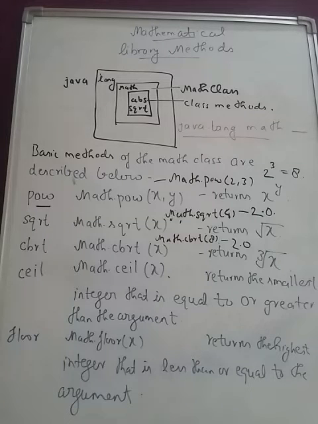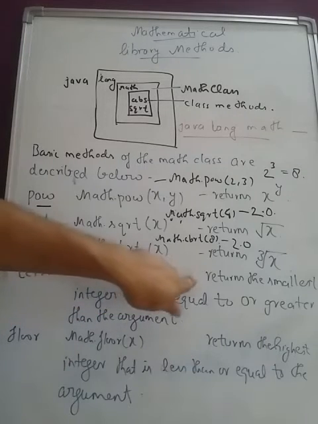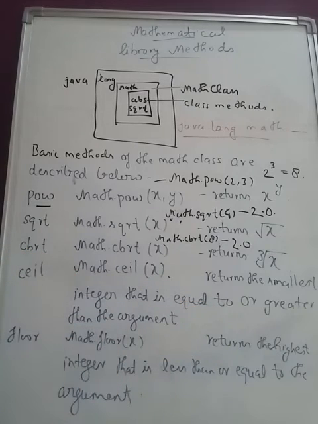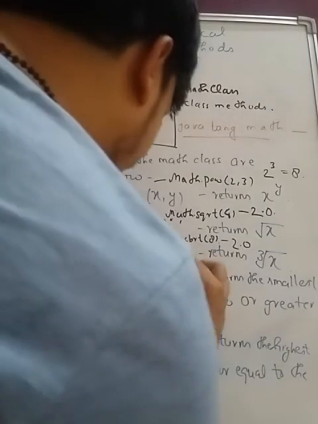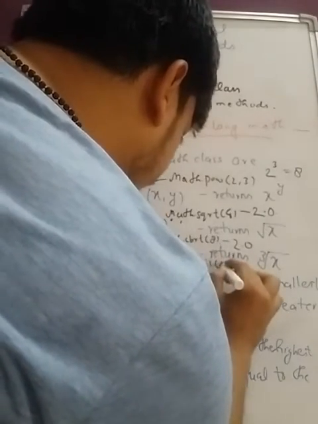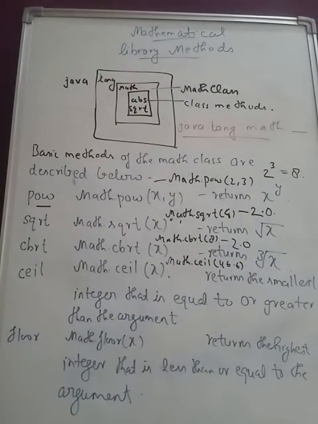Next are ceil and floor. First we will discuss ceil. Math.ceil(x) returns the smallest integer that is equal to or greater than the argument. Let's understand this using a simple example where we have written Math.ceil(46.6). The smallest integer that is equal to or greater than this argument is 47. The nearest value is 47.